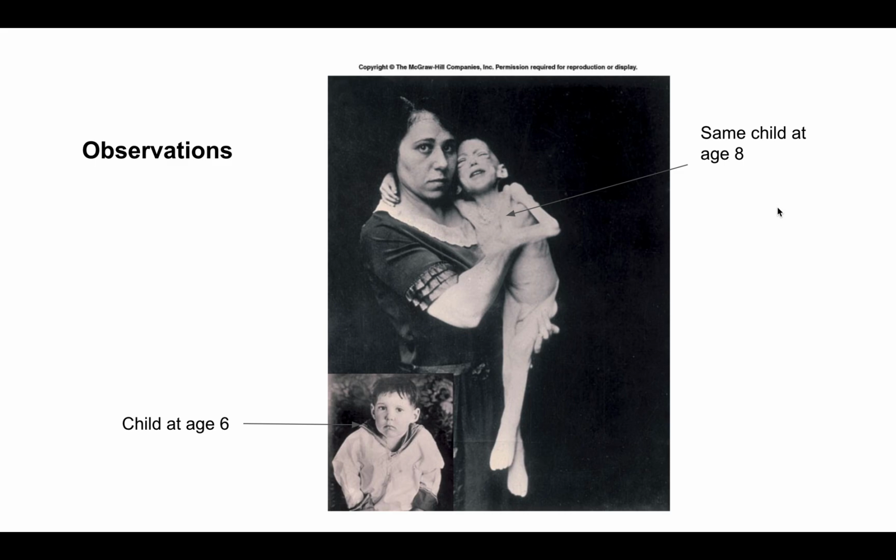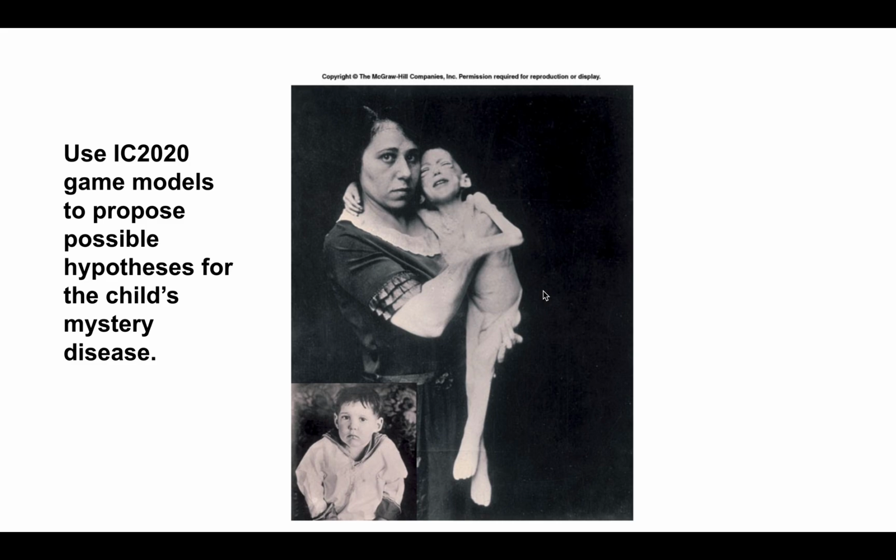I'm hoping that you will see that this child is much thinner. That's an observation. Miserable, like look at the face. Almost to last stages of life. Very, very skeletal, very thin. Okay. Now, what you're going to do is you're going to start with the IC 2020 game models to propose possible hypotheses for this child's mystery disease. I'm going to try to figure out what's wrong with this child. Okay?